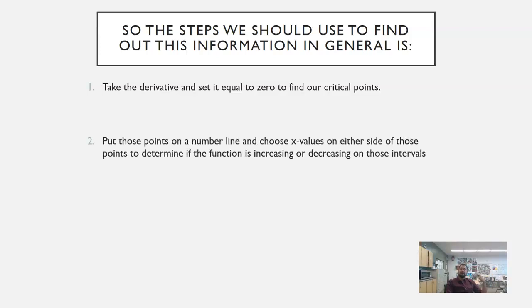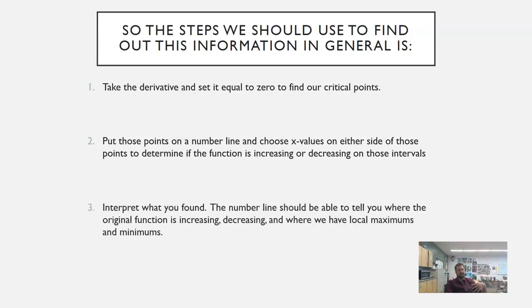So hopefully that makes sense, and that's what we're talking about here. And that's all of those steps. So in general, if we needed some steps to follow, here are the steps we would take. I'm going to talk about them quickly, and then if you need to, you can pause this and copy these down. Step number 1, we take the derivative and set it equal to 0 to find our critical points. Step number 2, we put those points on a number line, and then we choose x values that are either smaller or larger than those to tell what the function is doing before we get to that critical point.